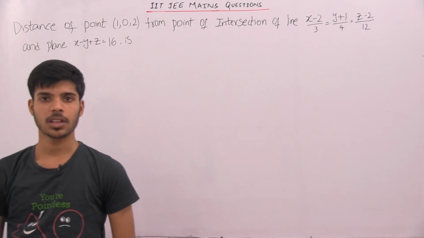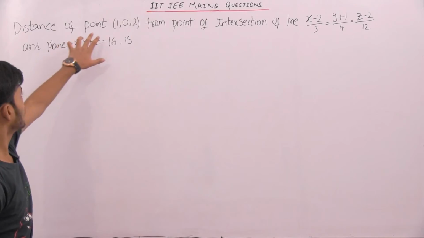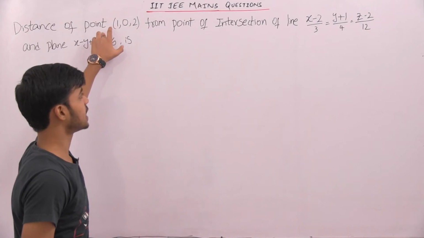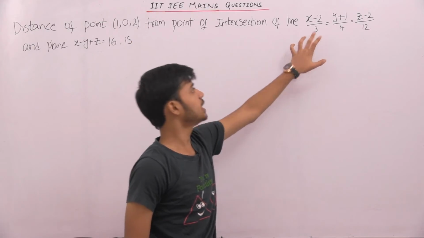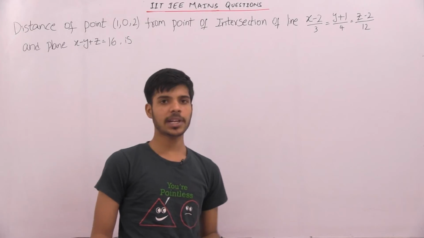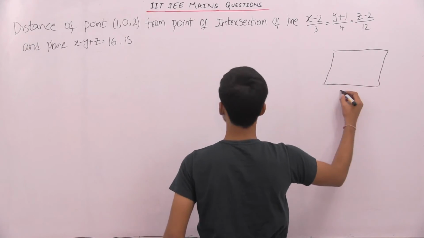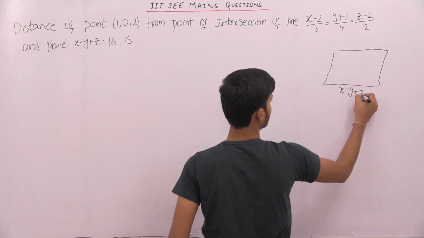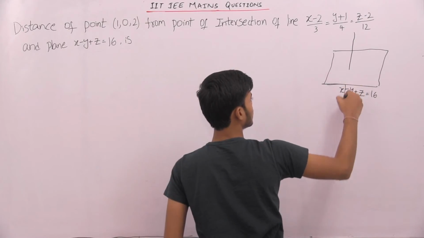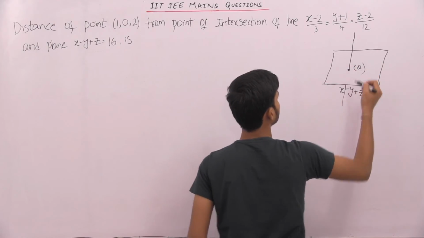That's it. Now we have another question from the topic 3D geometry. So let's see it. Like the first question, we are given a point and asked to find its distance from the intersection of that line and this plane. As I previously said, when a line and a plane intersect, we get a point. So this is the given plane, let's assume it is x minus y plus z is equal to 16, and this is the line. If it goes through here, we get a point. Let it be some Q.